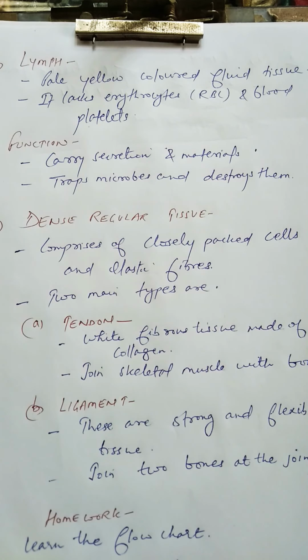Now see what is the function of lymph. It carries secretions and materials into the blood from different tissues or to different tissues from the blood. Second thing is, as it contains white blood cells, it helps in trapping of microbes and destroys them. So it protects our body from infection.